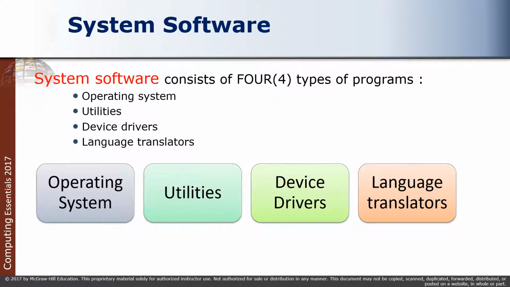In this slide, you can see there are 4 types of system software, namely operating system, or usually we refer to it as OS, and then utilities, device drivers, and language translators.